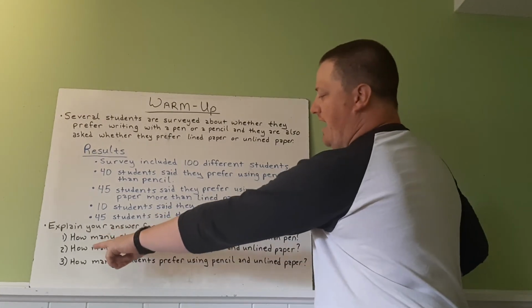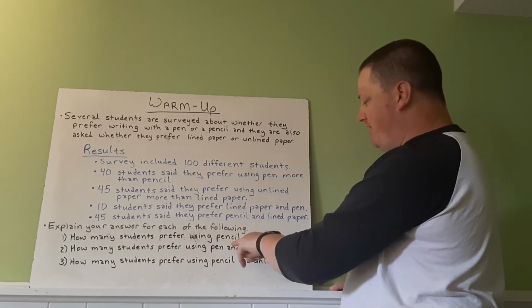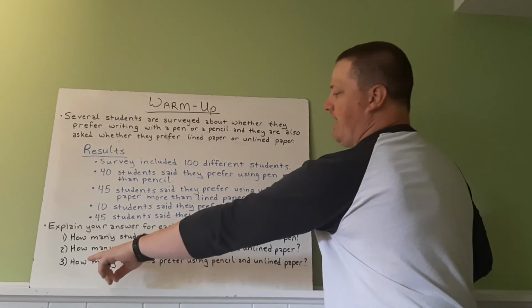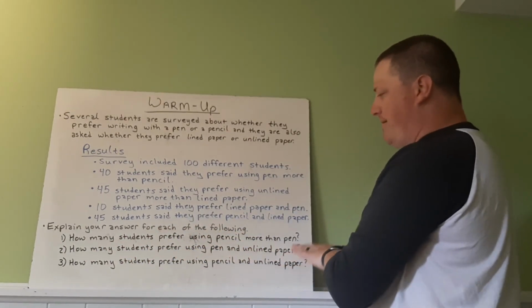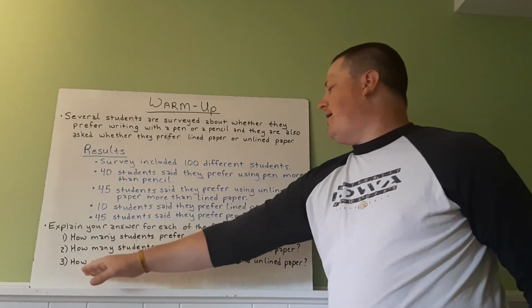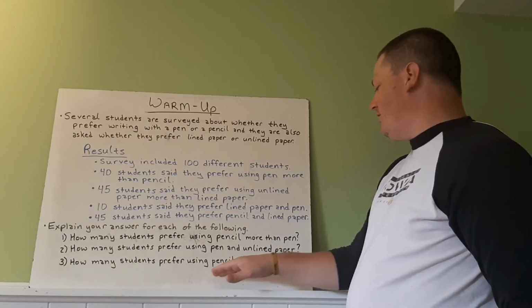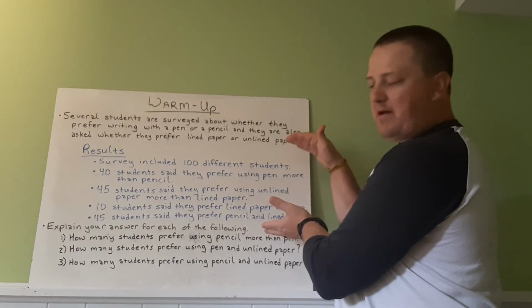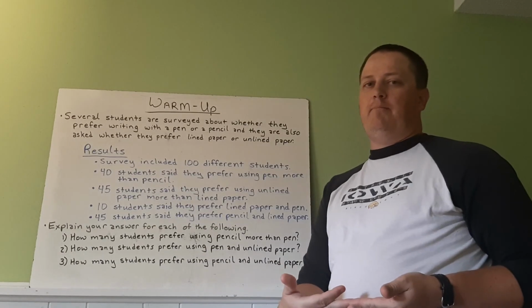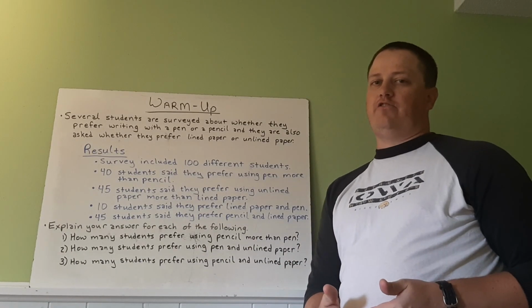So the first question, how many students prefer using pencil more than pen? Second, how many students prefer using pen and unlined paper? And third, how many students prefer using pencil and unlined paper? All right, so use this information in blue to answer the 3 questions in black. Explain your reasoning behind it, and then that's going to start our discussion tomorrow.